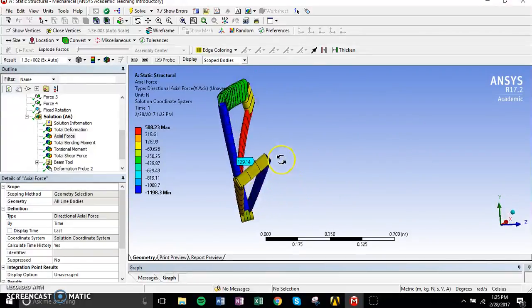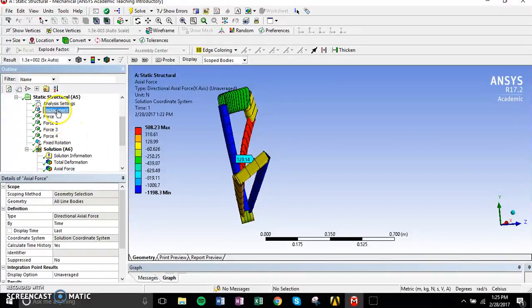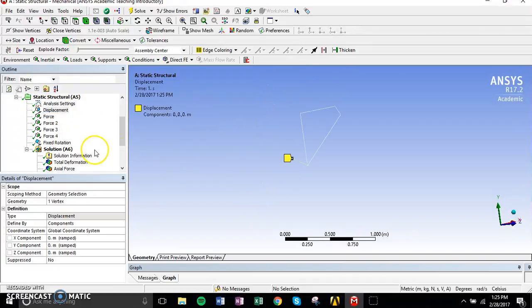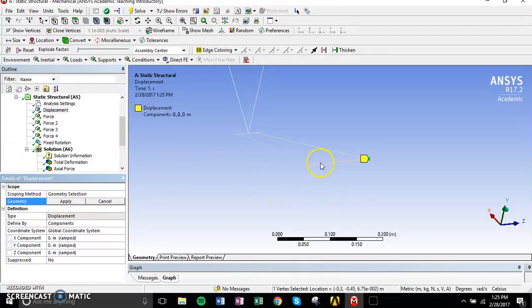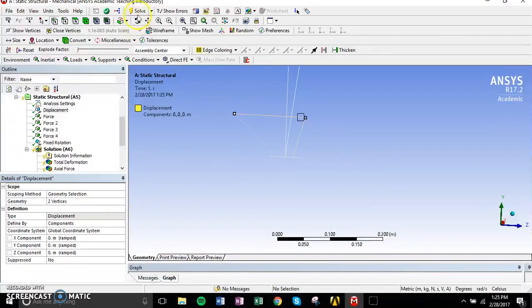So, as I can see here, having just one reaction there and no reaction there is invalid. So let's look at our supports. And as we can see, I've neglected half of it. That's a problem. Let's change that. Click, control, click. Yep, apply. Now it's on 2 vertices. What a great time. Solve.